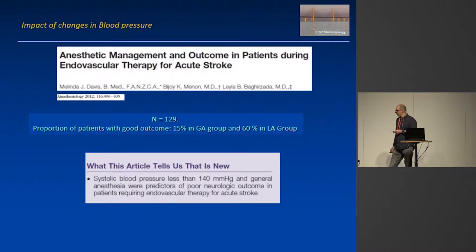And another example, this is a study from Davis, published in Anesthesiology in 2012. They looked at 129 patients, and they found that general anesthesia and blood pressure were independently associated with a bad outcome. And here they found a threshold: if patients had a systolic blood pressure less than 140, then they had a higher chance of a poor outcome. There have also been some other studies on the hemodynamic influence on outcome.